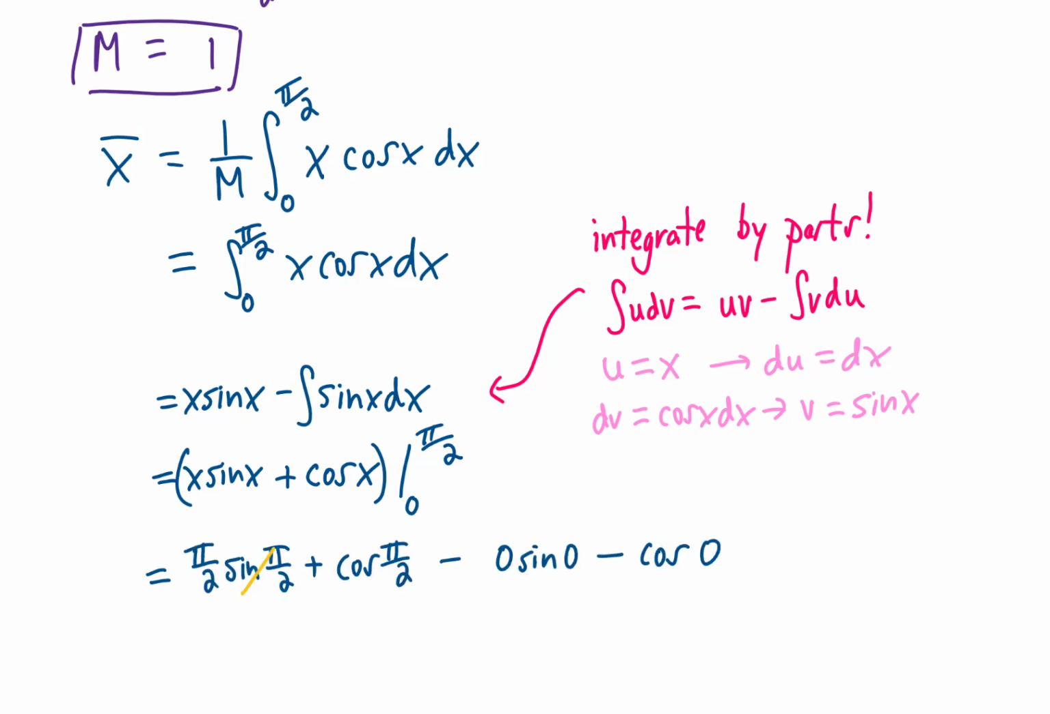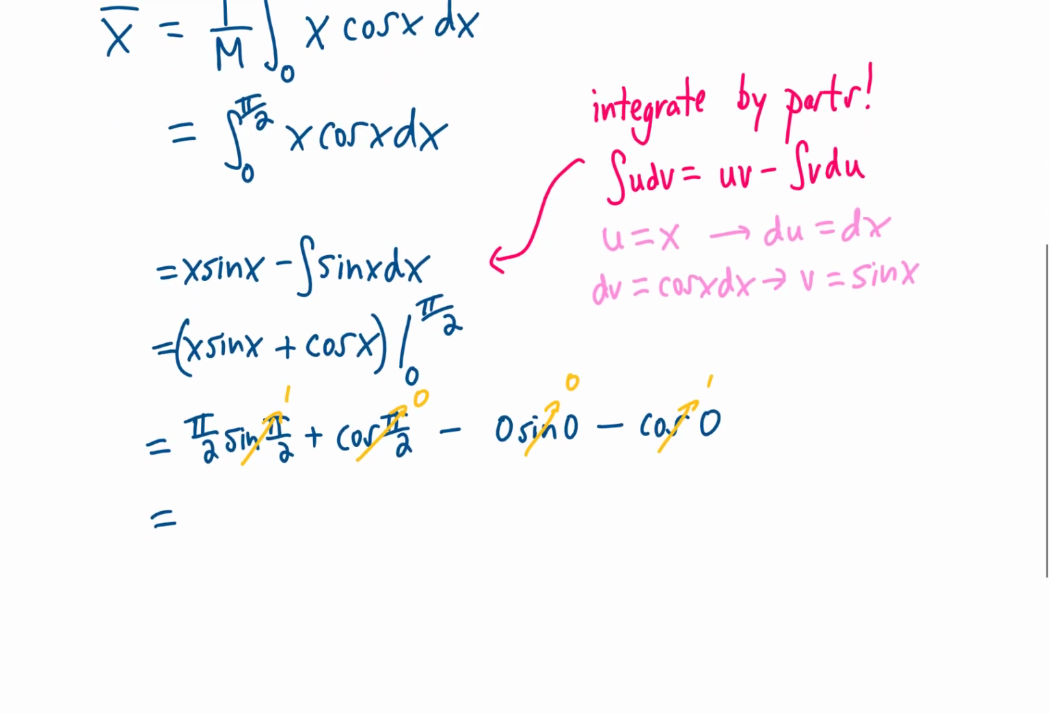Well, we know that the sine of pi over 2 is 1, the cosine of pi over 2 is 0, sine of 0, not that it matters, is 0, and cosine of 0 is 1. That leaves us with just a couple of non-zero terms, pi over 2 minus 1, and that's going to be our final answer. A little bit of a sanity check would help.